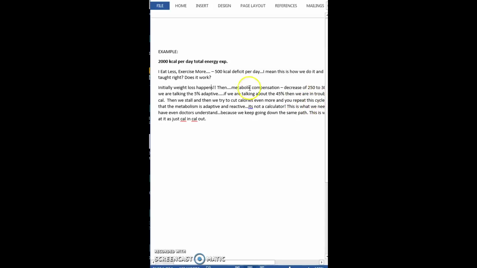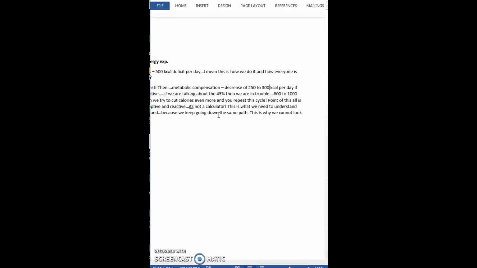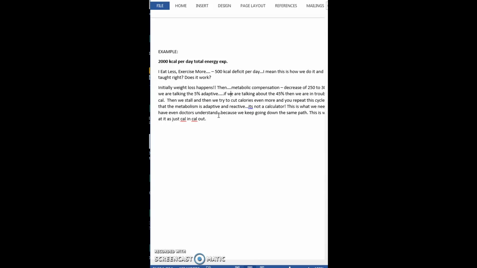But what people don't take into account is the metabolic compensation, which we just talked about, right? So if the body adapts every 4 to 10 days, it's going to decrease your metabolic rate by 250 to 300 calories per day. And I'm estimating it could be as low as 100 and up to 300, right? But the point is, it still cuts it down, right? So what happens now is, instead of burning 2,000 calories per day, because your body is trying to adapt, it's now burning, say, 1,700 calories per day.